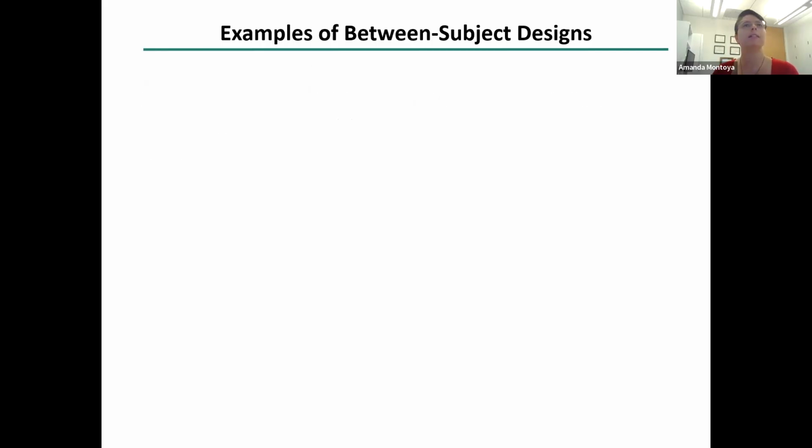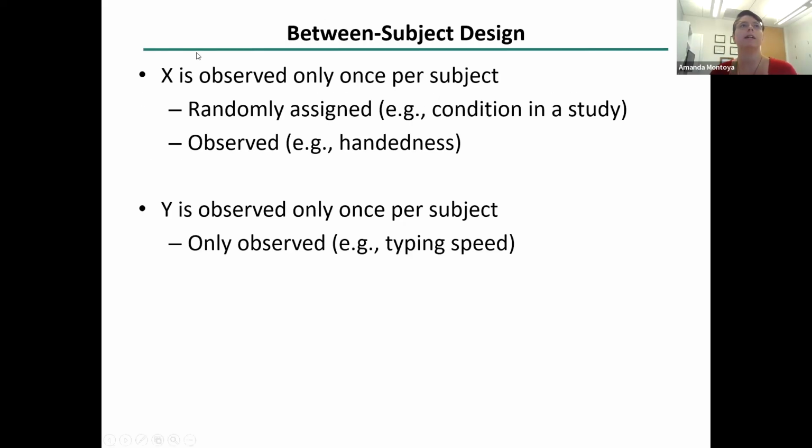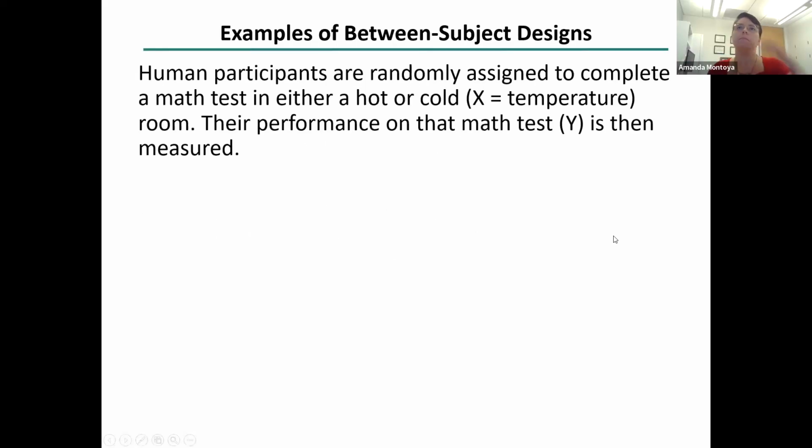So just as a reminder, we can have X, which is randomly assigned, where the experimenter is deciding the level of X, versus when it's observed, we're finding people and they just have a level of X that we can't decide. So why don't we share in the chat for this example, whether you think it is assigned or observed.